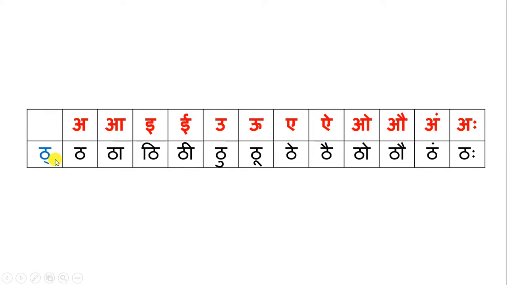To recap, Th plus A equal to Th, Th plus A equal to Tha, Th plus E equal to T, Th plus E equal to T, Th plus U equal to Thu, Th plus U equal to Thu, Th plus A equal to the, Th plus I equal to thai, Th plus O equal to tho, Th plus Au equal to thau, Th plus dot equal to thum, Th plus Aha equal to tha. All right. So go ahead and practice writing and pronouncing the sounds.